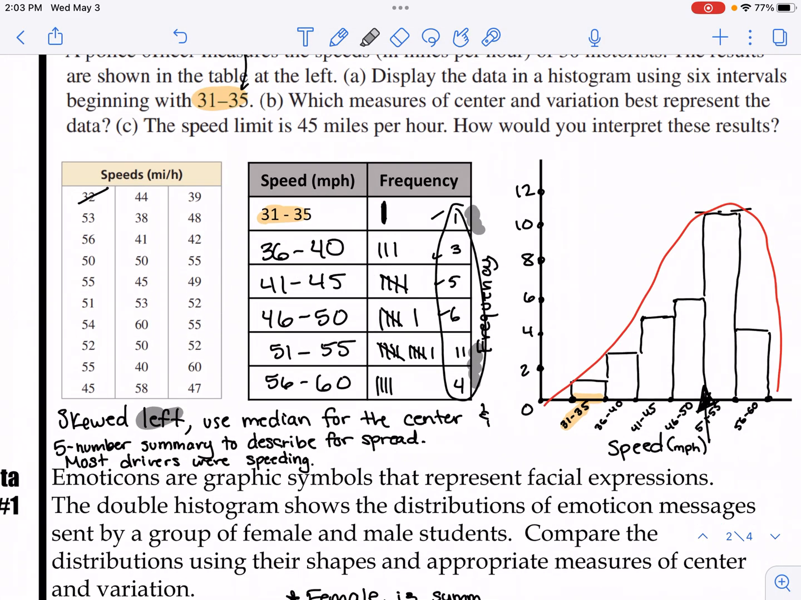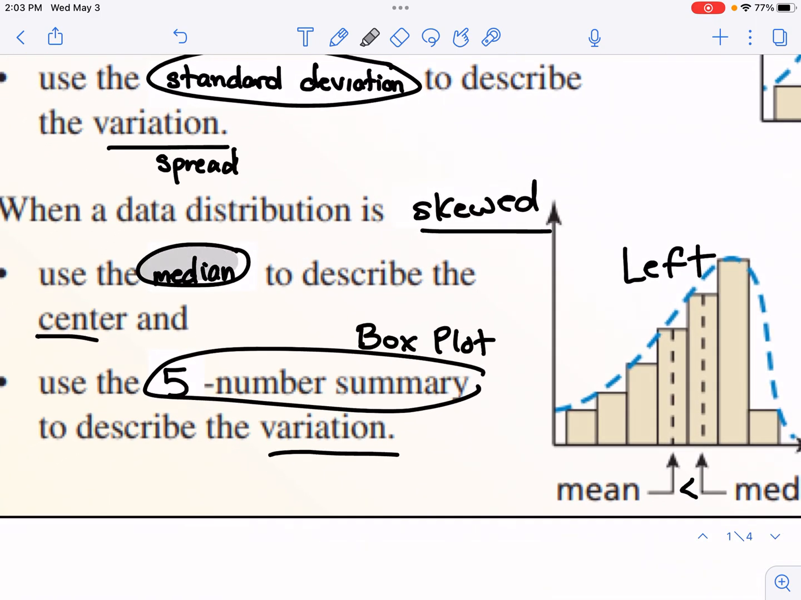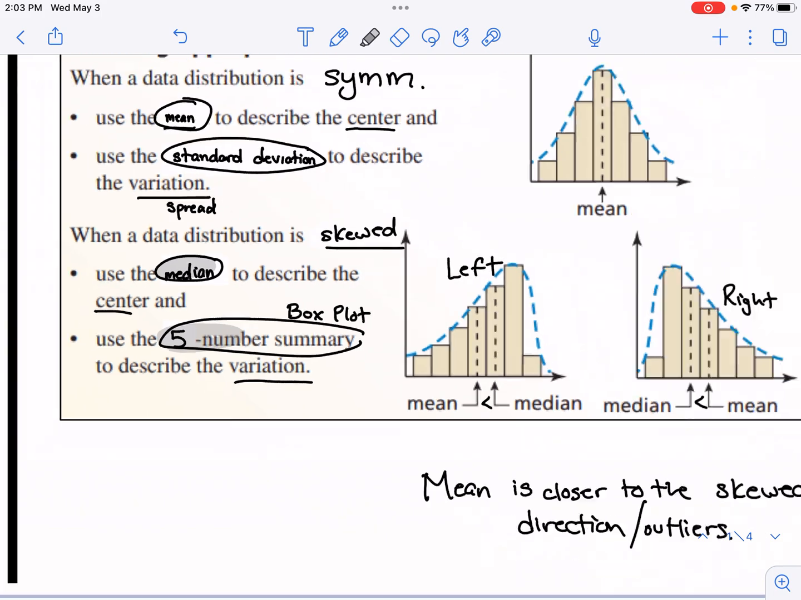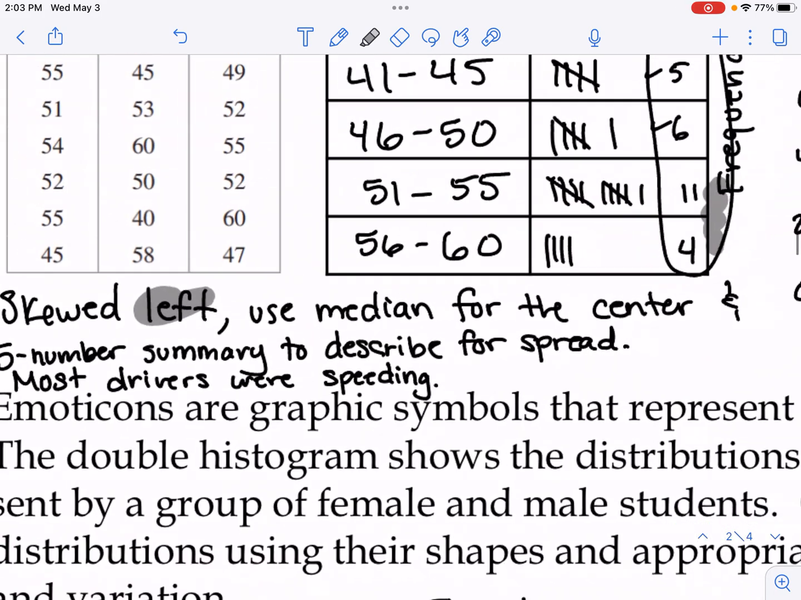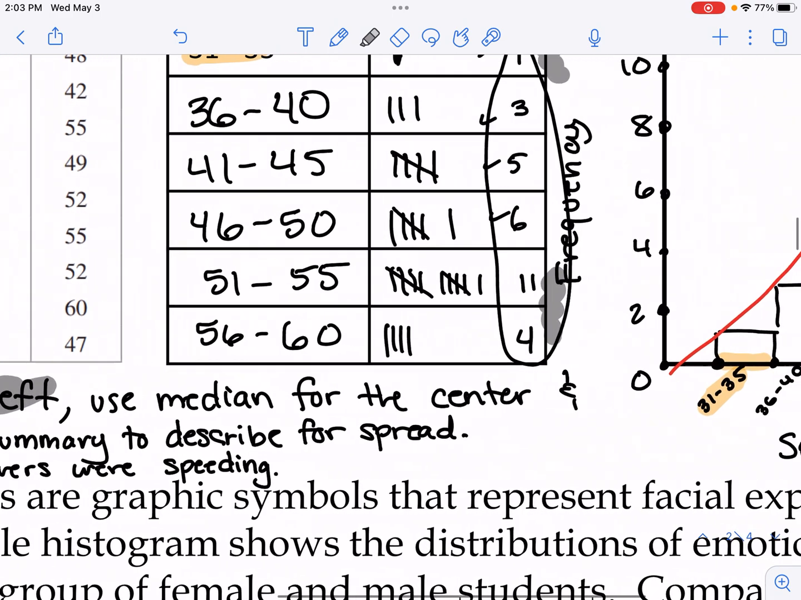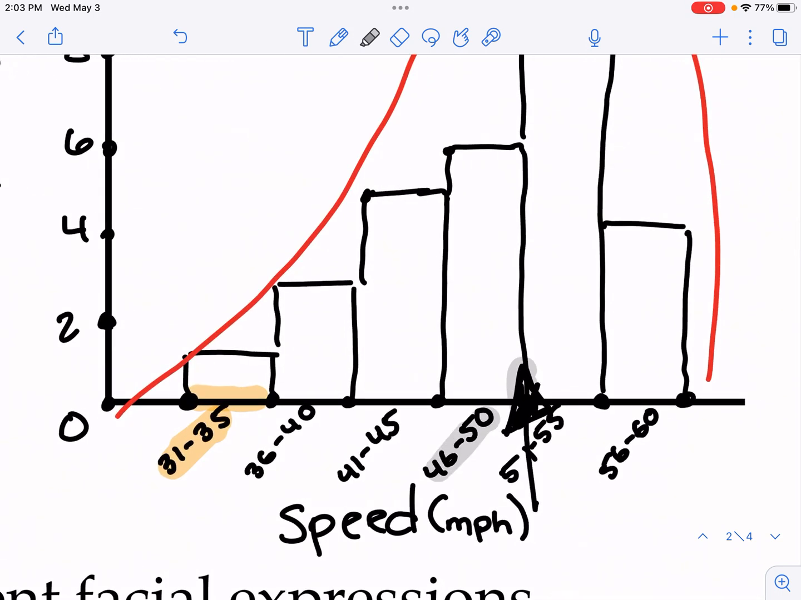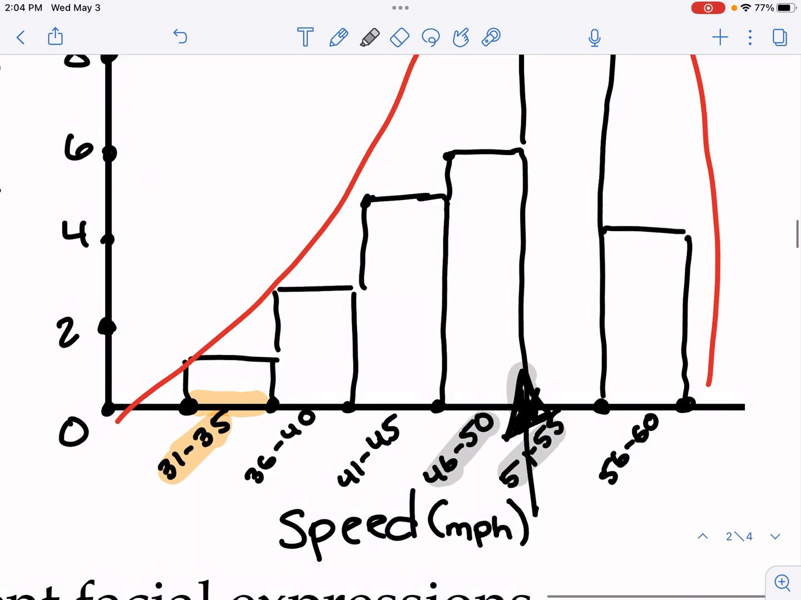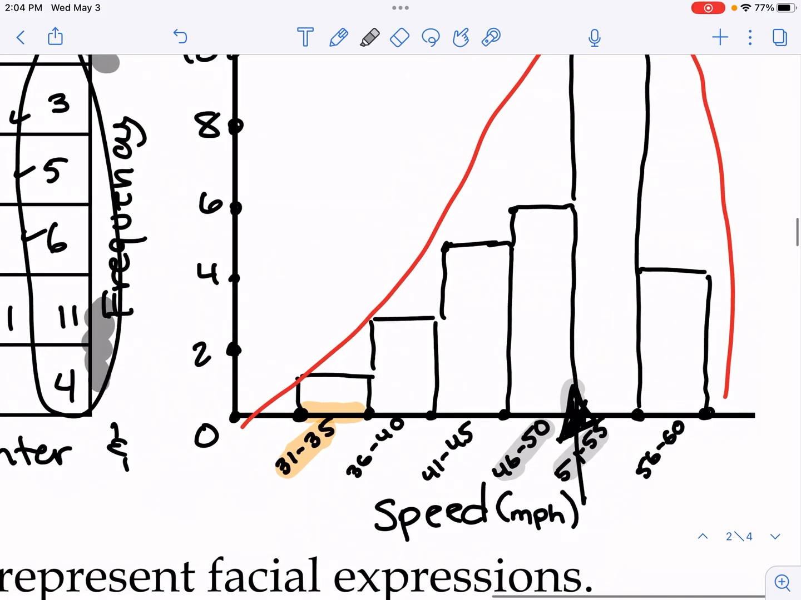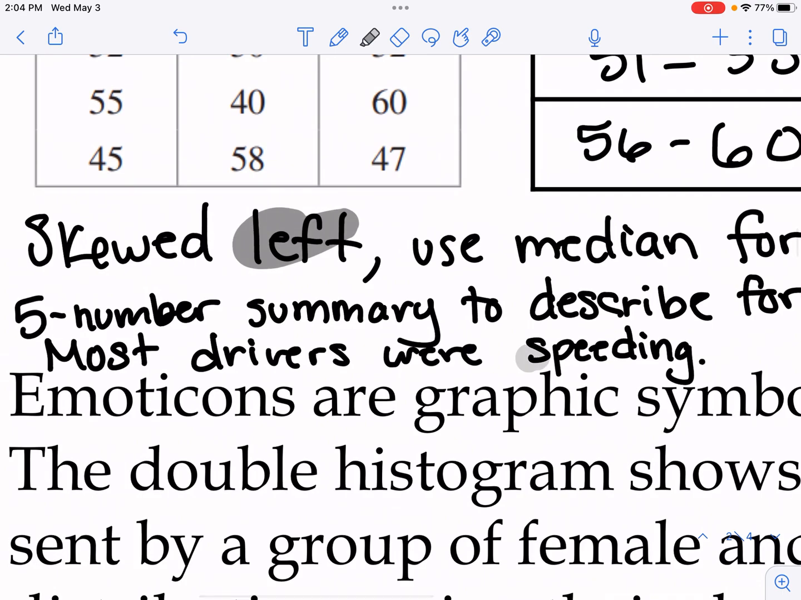Now, when it's skewed left, there are some things that we have to consider. When it's skewed, we use the median to describe the center. We use a 5-number summary to describe the variation. So that's what we put here. Median for the center, 5-number summary to describe the spread. The median, if you look at the middle number, would actually lie in between these two intervals. So it tells us that the median is between 50 to 51. Let's say 50. Now, if the speed limit is 45, what can we say? We can say that most of the drivers were speeding.